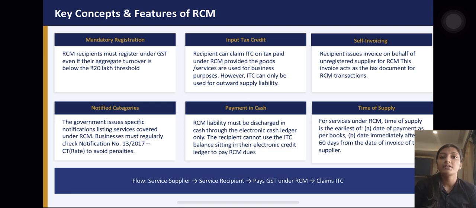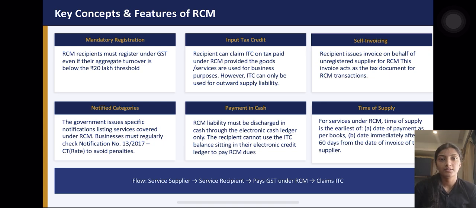Payment in cash. This is very important. RCM tax must be paid in cash only, through the electronic cash ledger. You cannot use your ITC balance to pay it. Many businesses make this mistake. Time of supply. The tax liability arises on the earliest of the date of payment or 60 days from the date of supplier's invoice. And the overall flow is simple. Supplier provides the service, recipient pays the GST under RCM, recipient claims ITC later.